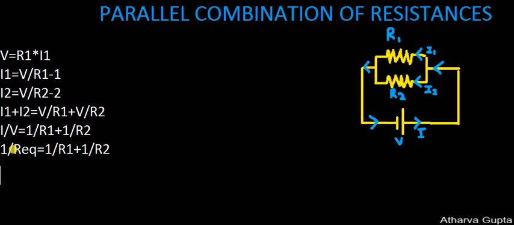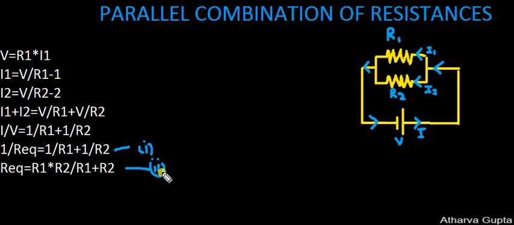So now on simplifying we will get the value of R equivalent to be equal to R1 into R2 upon R1 plus R2. So we now have both of these equations and we can use them according to the questions that are asked. So this was an easy way of finding out the R equivalent of two resistors which are combined in parallel combination.